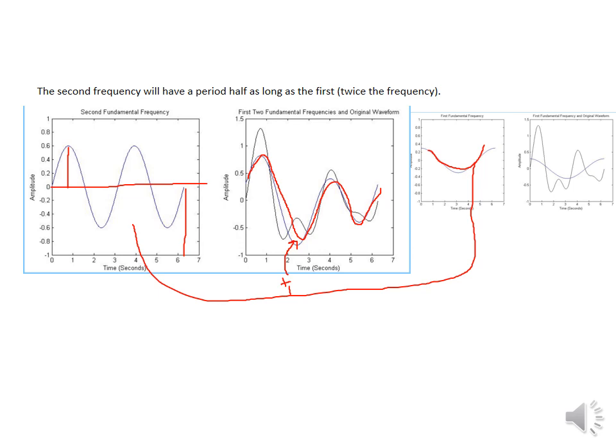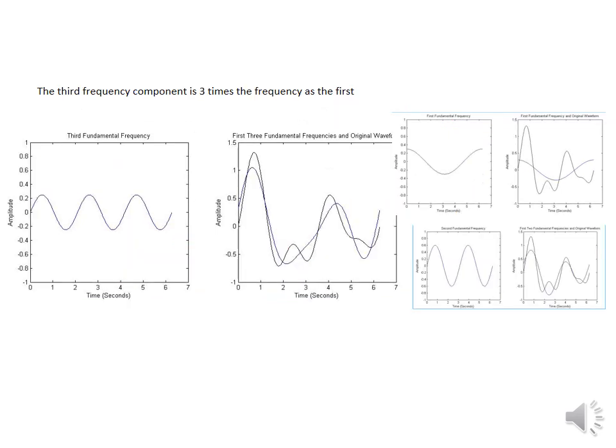So what I'm going to do, I'll get another sine wave. We have the first sine wave with frequency 1, second sine wave with frequency 2, and third sine wave with frequency 3.